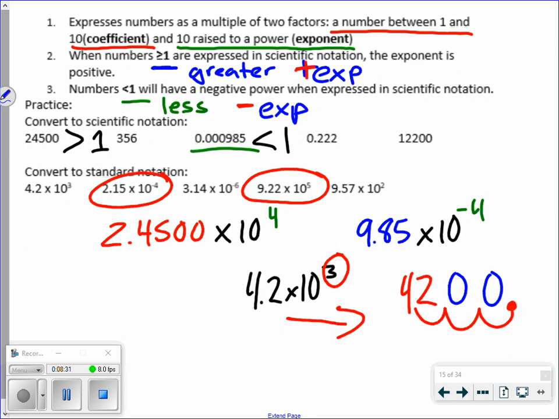4,200. I want you to do the two that I circled. That one says 2.15 times 10 to the negative 4, and this one says 9.22 times 10 to the 5th, and I'm going to come around and show you.